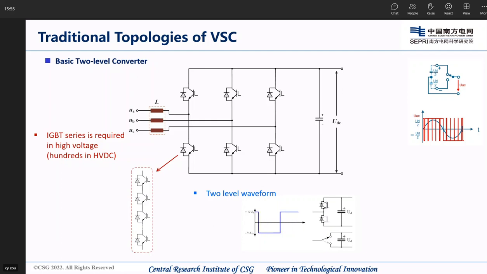The drawback of this topology is that we need high voltage capacitors. We need to connect lots of IGBTs in series, which is very, very difficult because it is hard to keep the voltage even. And the switching frequency should be high enough to control the harmonics generated by the converter, which makes higher loss.